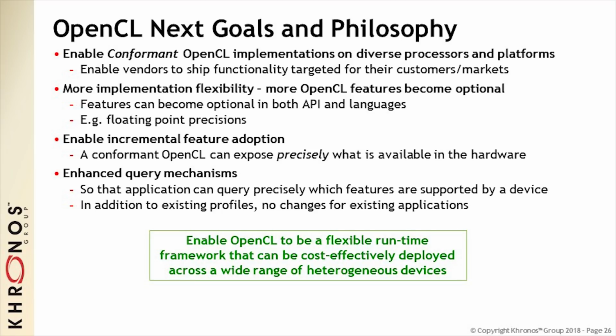So for OpenCL Next, the key goals that we have: we want to enable OpenCL to be conformant on a way more diverse set of processors and platforms. We want the implementers of OpenCL to be able to precisely target their markets without having to implement a bunch of stuff that's just wasted because the OpenCL spec says you have to. It's not adding any value, and basically expose precisely what's in your hardware. And the way we want to enable that is by providing a clean mechanism by which we can make some features inside OpenCL optional, so we can provide this deployment flexibility. We're talking about making features optional in both the API and the languages. And of course that means we need an enhanced query mechanism so the applications can cleanly discover what capabilities are available on their particular platform.